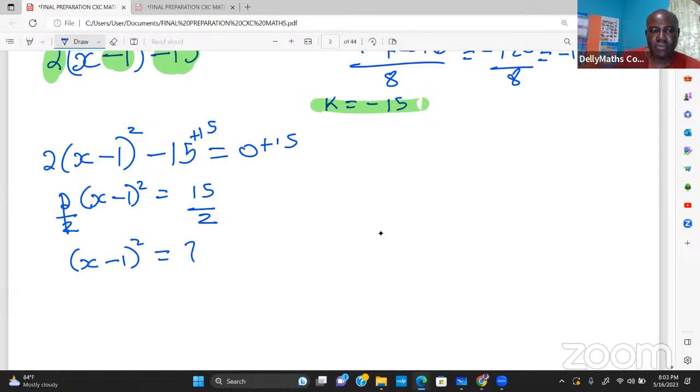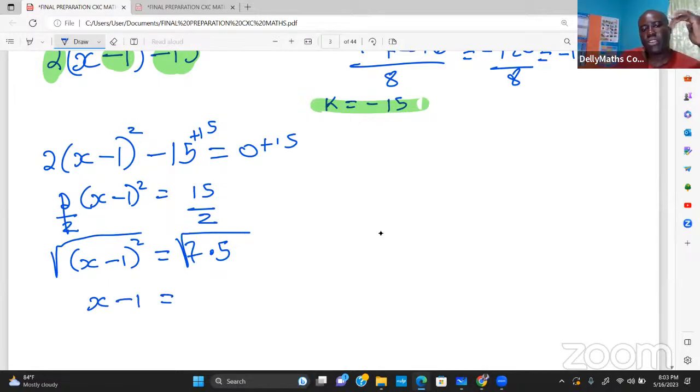So if you want to call this 7.5, that's okay. All right. How do you get rid of the square? Take the square root. See there? Take the square root, so you're left with x minus 1. Now, the moment you take the square root, you're going to have to put a plus or a minus in front of it, and that's where it comes from.